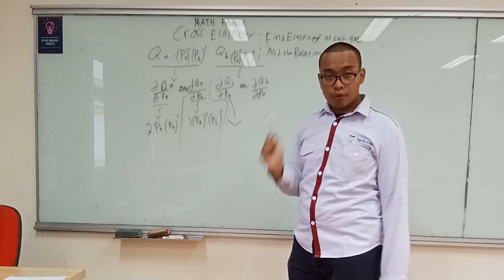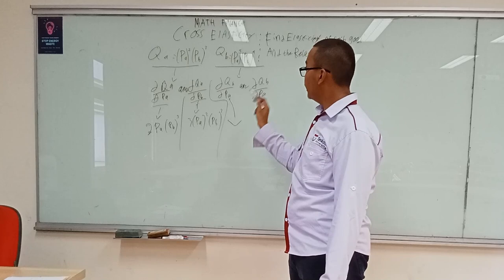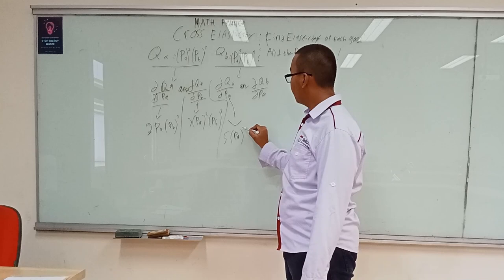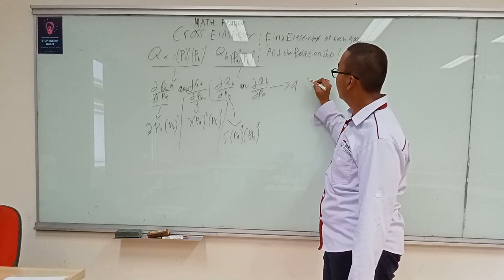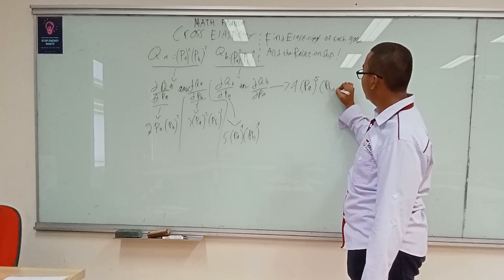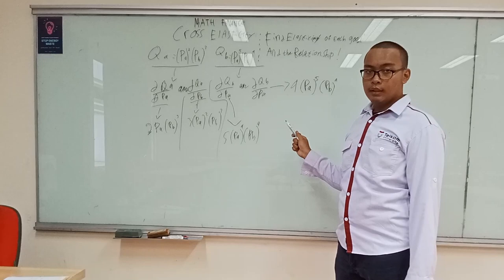So the first derivative of this is going to be 5 PA to the power of 4 times PB to the power of 4. And then for this one, it's only going to be the PB, like the first one. So it's going to be 4 PA to the power of 5 times PB to the power of 4. This is all of the derivatives from both QA and QB.